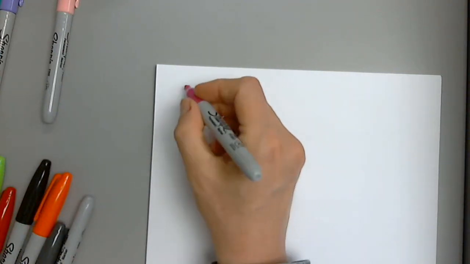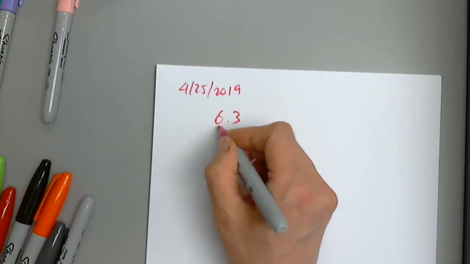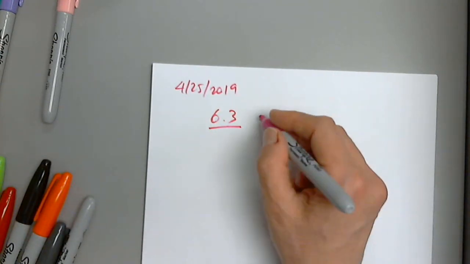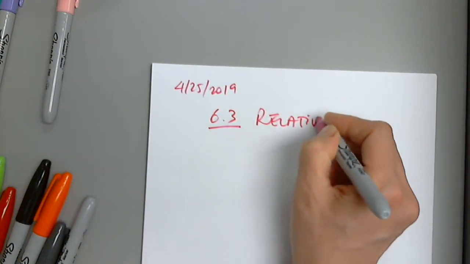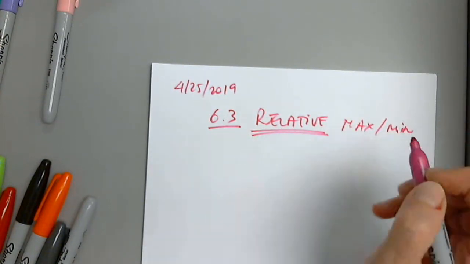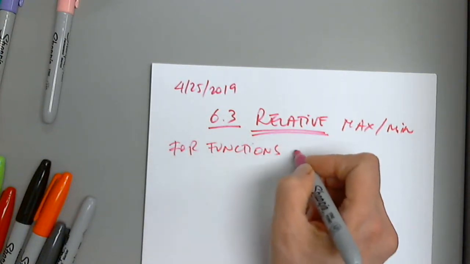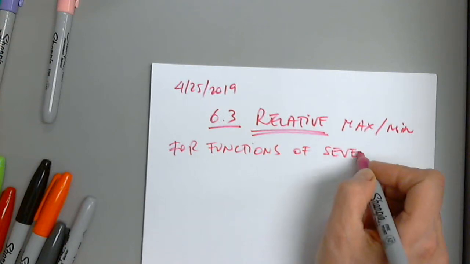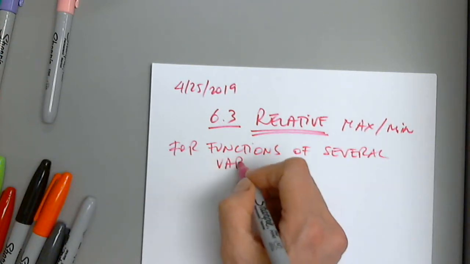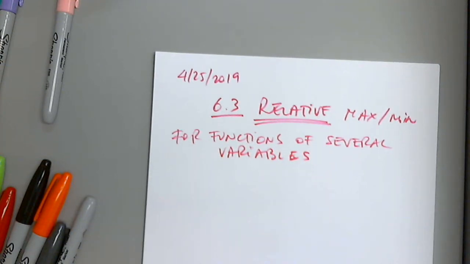Max min of functions with several variables. Today is the 25th, I think. So 6.3, max relative, max or min for functions of several variables. We're going to learn about the D test.